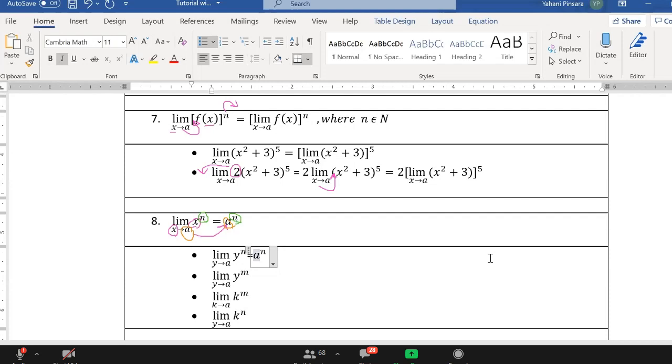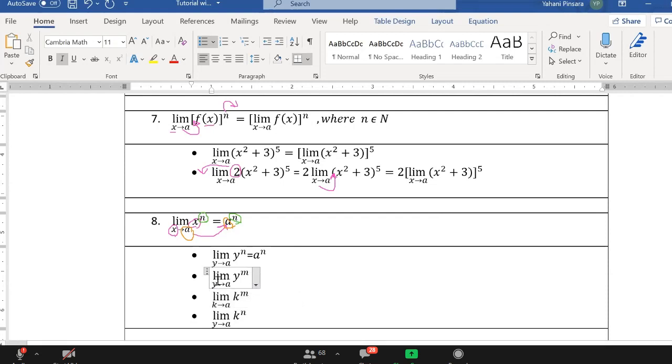Hosan, I'll come to your question after discussing this theory part. Yeah, a to the power n. Tushani, you have answered it properly. The last one has somewhat of a mistake, but other things are correct.